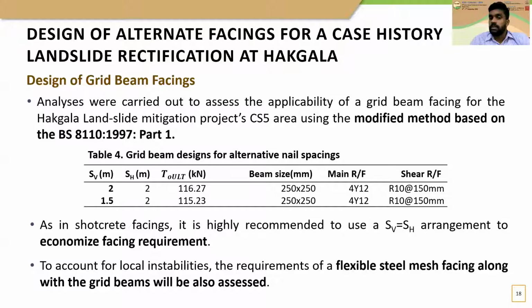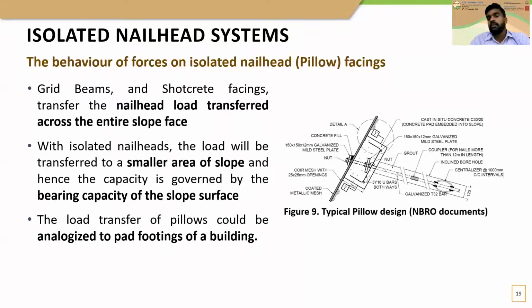at CS5 area. Accordingly, a beam size of 250 by 250 with 12 mm full main rebar and R10 shear links at 150 mm were required for the grid beam. Design elements of concrete pillows will be discussed next.